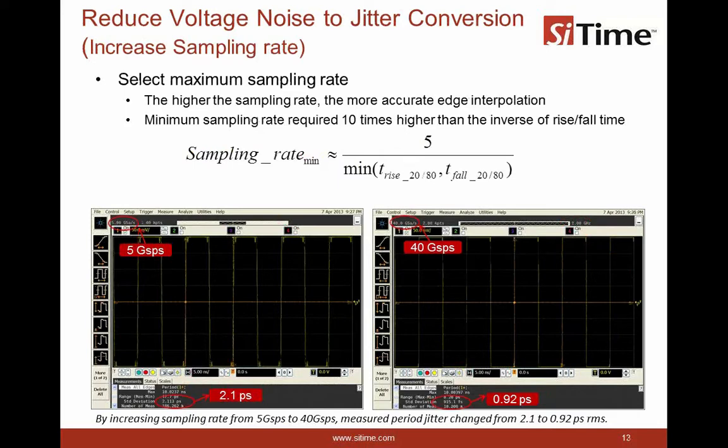There's another factor that impacts the voltage to jitter conversion, that's sampling rate. Here we're showing two examples. One, we set the scope to 5 gigasamples per second. This is the Agilent scope, which can support 40, but for demonstration purposes, we set it to 5 gigasamples per second. And we measure 2.1 picoseconds RMS. And the other one is 40 gigasamples per second, and we measured 0.9. So clearly sampling rate has impact on measurement accuracy.